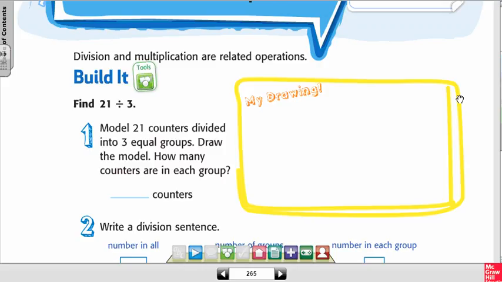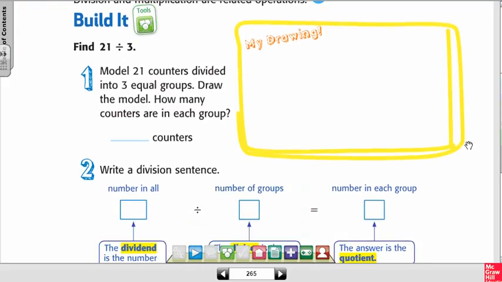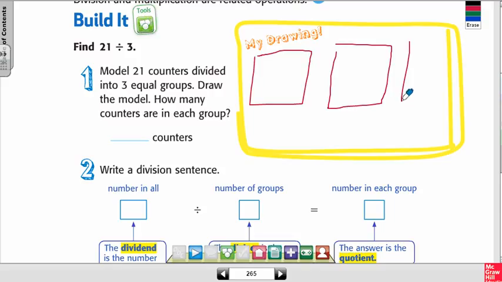Look what it says. It says build it. Find 21 divided by 3. So model 21 counters divided into 3 groups. How many groups am I going to make? 3. So pretty much you just use this. 1, 2, 3. So far, that's what they said in the first sentence. Model 21 counters divided into 3 groups. Draw the model. How many counters are in each group?